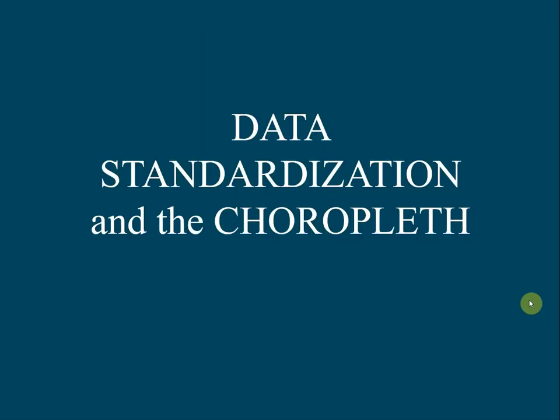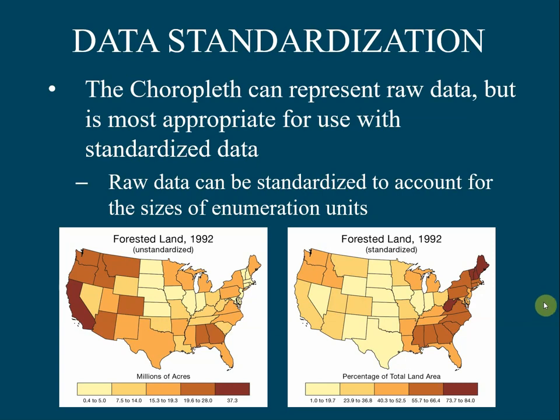All right, data standardization and the Choropleth. So the Choropleth can represent raw data, but is most appropriate for use with standardized data. All right. We've talked about this in our classes before, the importance of normalizing our information. And for some of you in your labs, where you've had the ability to pick what you're looking at, we've talked a lot about it as well. Like when is it appropriate to look at raw data? When is it not appropriate? All right. So you need to really understand your data and what the message of your map is supposed to be. If you can understand that part, then you'll be able to decide whether you can use unstandardized or standardized information. But in most cases, you're going to want to standardize it.